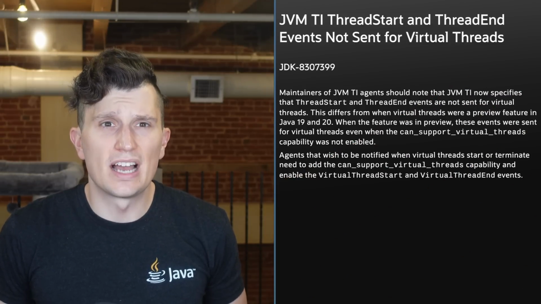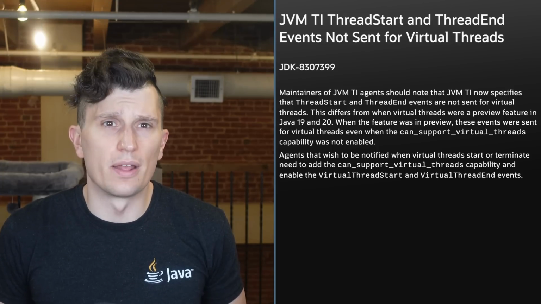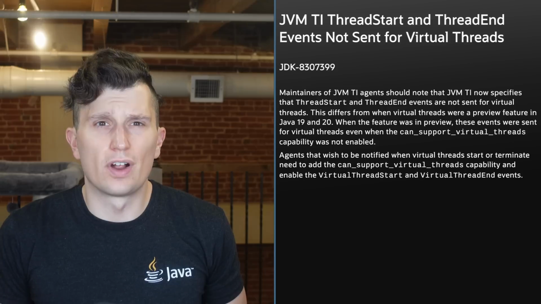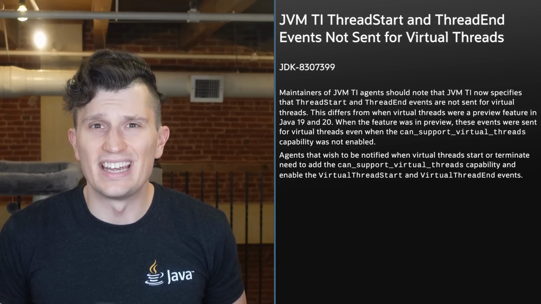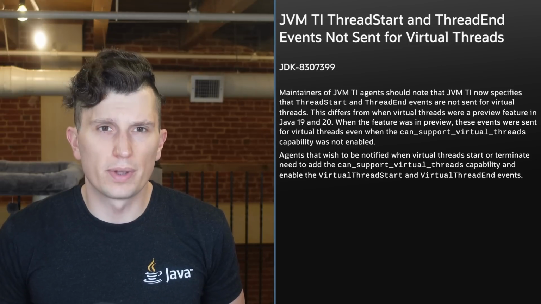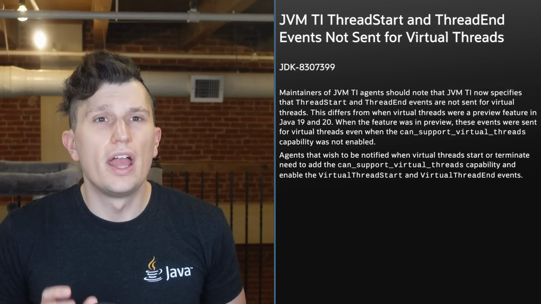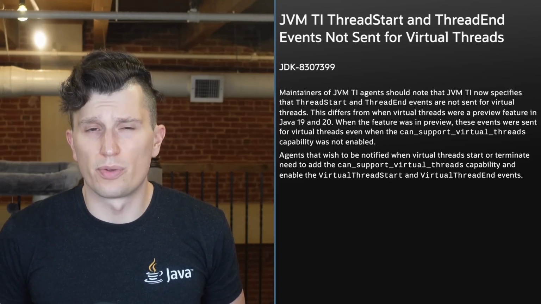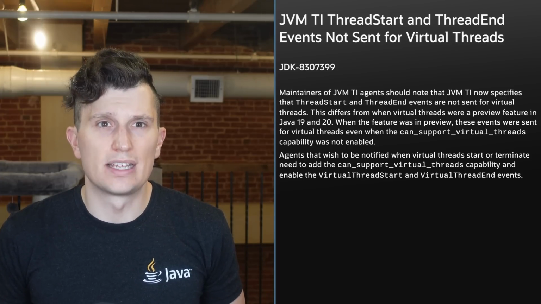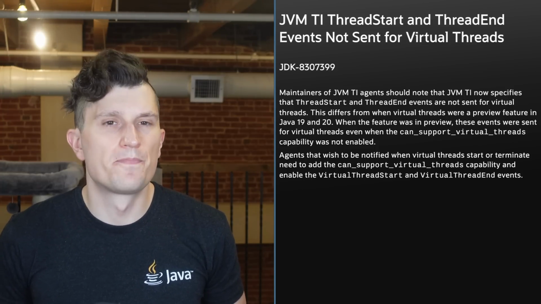Maintainers of JVM TI agents should note that JVM TI now specifies that the thread start and thread end events are not sent for virtual threads. This is a change from when virtual threads were in preview for JDK 19 and 20. When the feature was in preview, these events were sent for virtual threads even when the can_support_virtual_threads capability was not enabled. Agents that wish to be notified when virtual threads start or terminate need to add the can_support_virtual_threads capability and enable the virtual thread start and virtual thread end events.